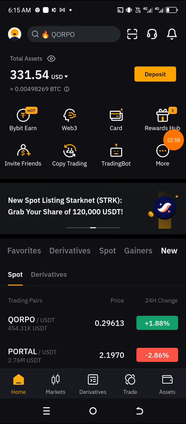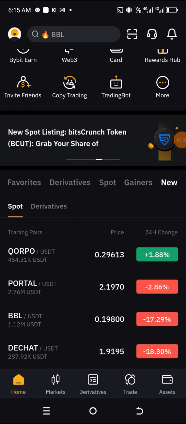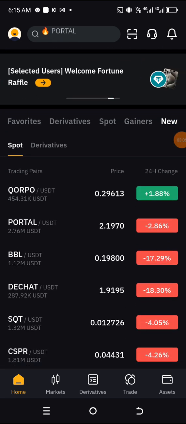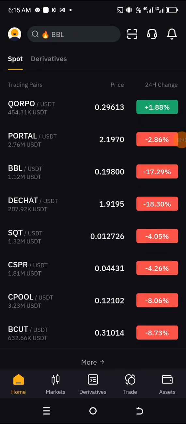So in the New tab, you see the recently launched coins, which are the ones here. You can see the recently launched coins here, right? You can see them, see pool and the others.